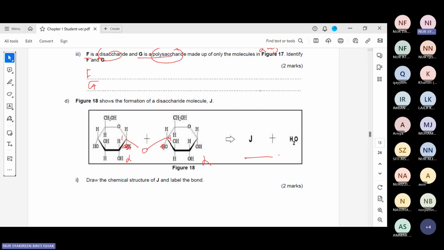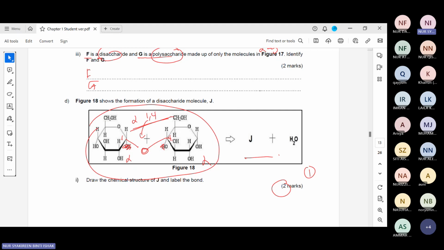1 and carbon number 4. So carbon number 1 and number 4. So therefore the name of this bond is alpha 1,4 glycosidic linkage ataupun alpha 1,4 glycosidic bond. Dua markah maksudnya apa? You draw the structure of the maltose correctly with oxygen in between. Satu markah. Okay. Second mark is you label the bond. Okay, alpha 1,4 glycosidic bond.